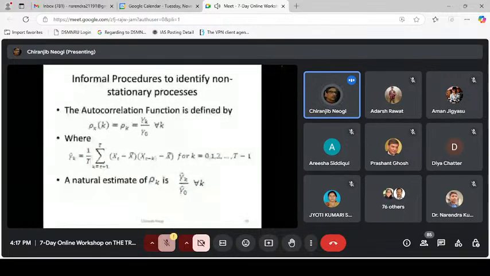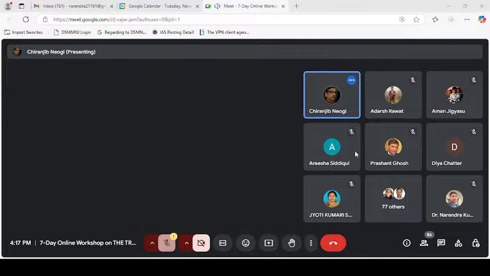So there is only a difference in time point, but the variable is the same. The variable is y. That's why it is called autocorrelation or autocovariance, like this, auto. Here, this is the autocorrelation function. The autocorrelation function is defined like this.